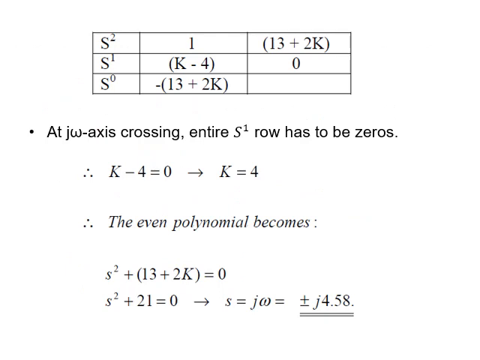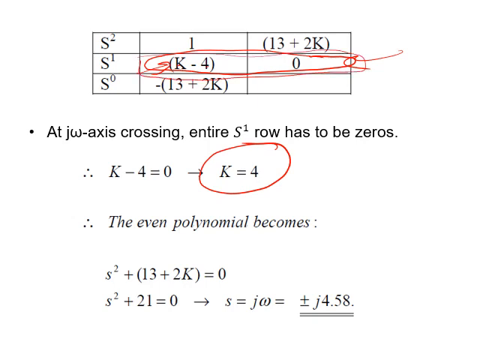From the table, you will find that this is the row which is supposed to be a row of zeros once we reach the j omega axis. When I reach the j omega axis, this row will be 0. So what is the value of K which will make a row of zeros? There will be a row of zeros if K equals 4, as you see here. Because 4 minus 4 equals 0, so I will get a row of zeros. That means K is the value which will send us to the j omega axis. It's not the value on the j omega axis.